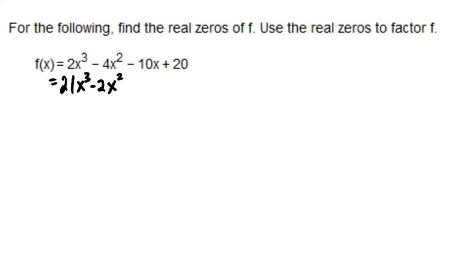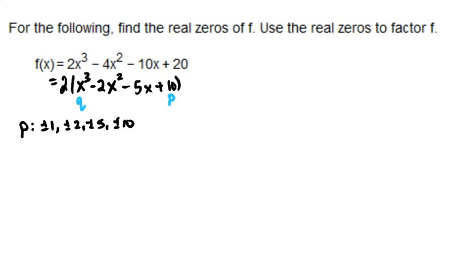So I'm factoring out a 2, and that leaves x cubed minus 2x squared minus 5x plus 10. And now I'll use the rational zeros theorem. P must be a factor of a naught, and q must be a factor of a sub n. So I need to find the factors of p and q. The factors of p are plus and minus 1, plus and minus 2, plus and minus 5, plus and minus 10. And q is 1, so the factors of q are plus and minus 1.